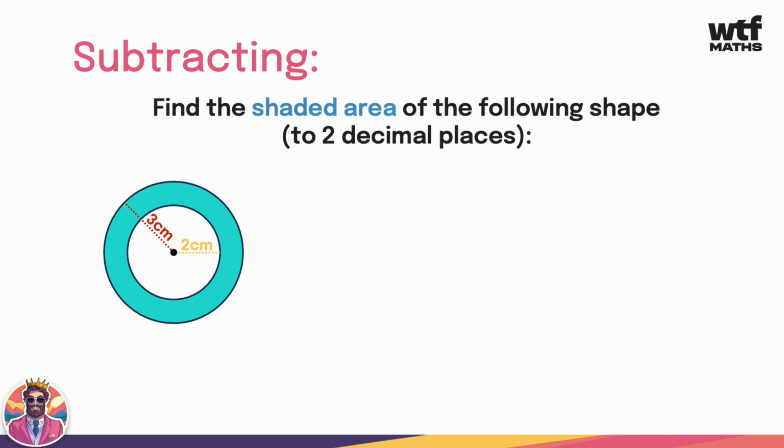Here's another example, but we'll subtract this time. Find the shaded area of the following shape to two decimal places. Now this kind of looks like a donut here, and it looks a bit weird at first, and you might be wondering how to do it. But really, this is one big circle that has had a smaller circle taken out of it. So we should think about the shaded area as the big circle, take away the small circle.